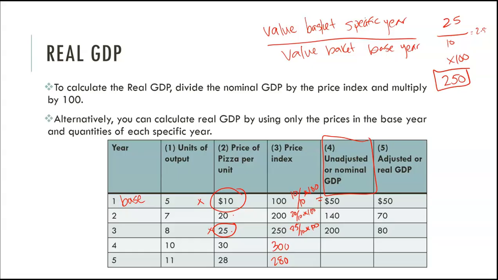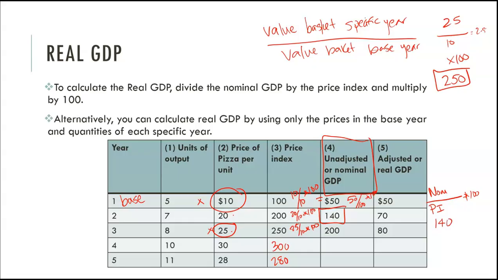We want to calculate our unadjusted or nominal GDP and our adjusted or real GDP. So to calculate your real GDP, we want to adjust for this price index. So you would say the nominal value divided by the price index and then multiply by 100. Okay, so 50 divided by 100 times 100 equals $50.